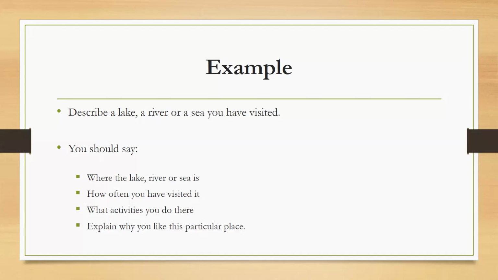Okay, let me read that again. Describe a lake or river or a sea you have visited. You should say where the lake, river, or sea is, how often you have visited it, what activities you do there, and explain why you like this particular place.